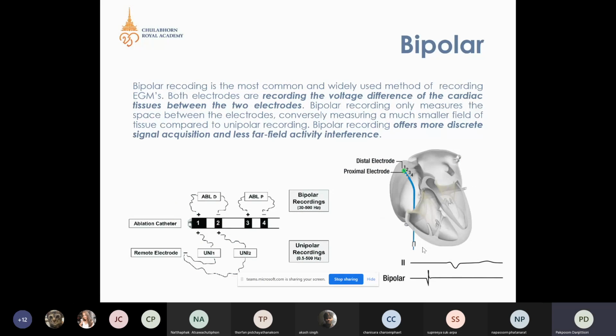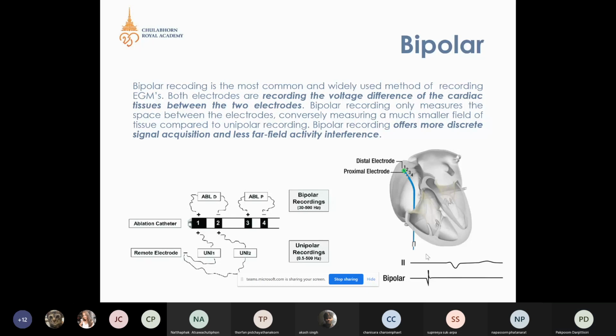The last one is about bipolar. The bipolar recording is the most common and widely used method of recording electrograms, because the bipolar will record the voltage difference between the two electrodes on the electrode pair. And the bipolar recording offers more discrete signal acquisition and less far-field activity interference.